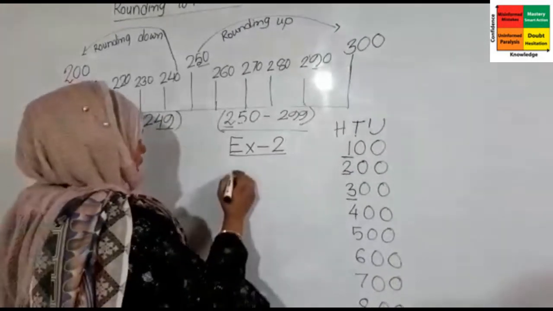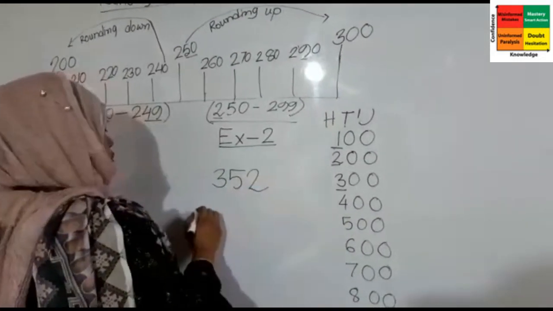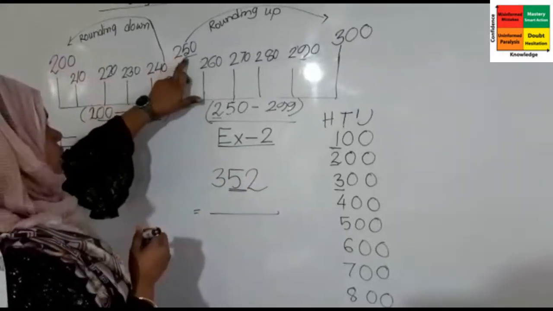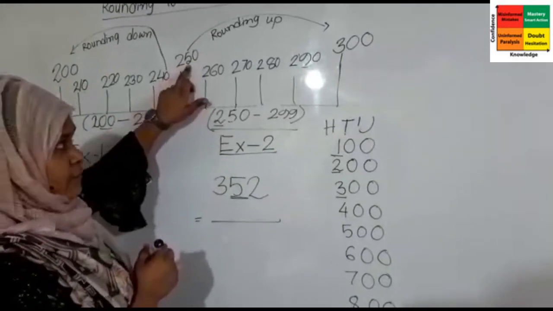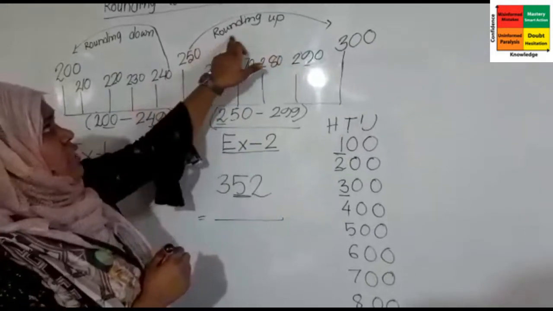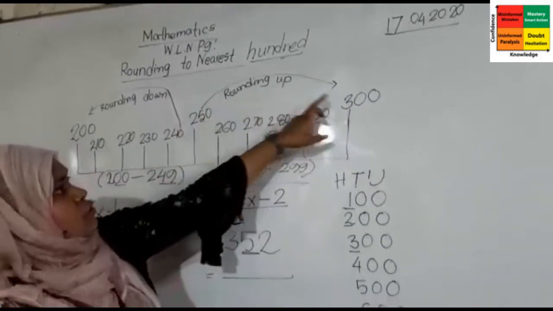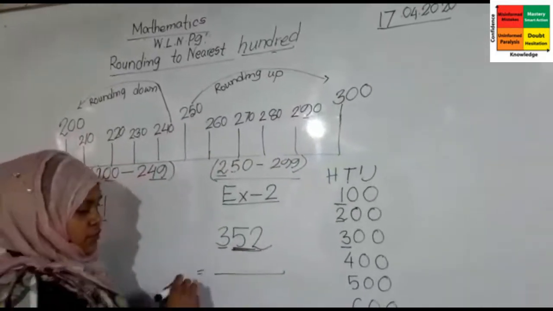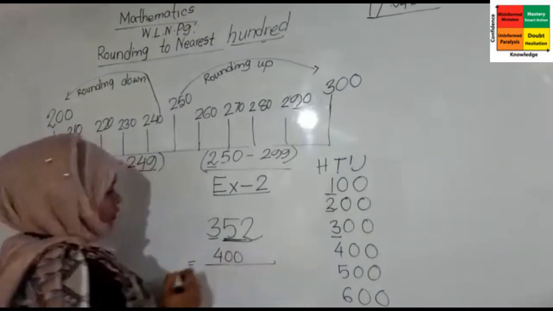If I write here 352, look at this 352, this 50 comes here. As we already know, when the tens place comes to 5, the number goes rounding up. The number rounds up. That means we will count the numbers to the next 100. As it is 52, I'm going to change the hundreds place here. I have to change it. These are the rules. It will be nearest to 400.